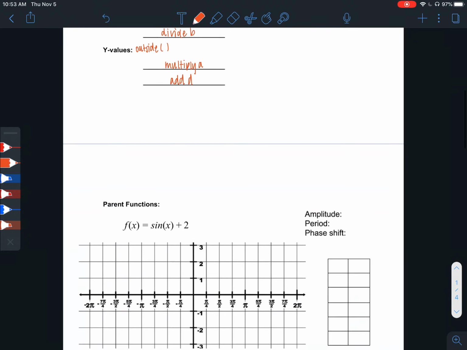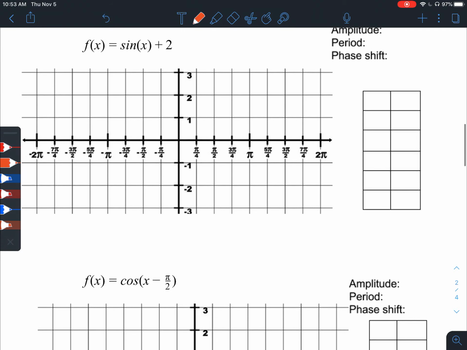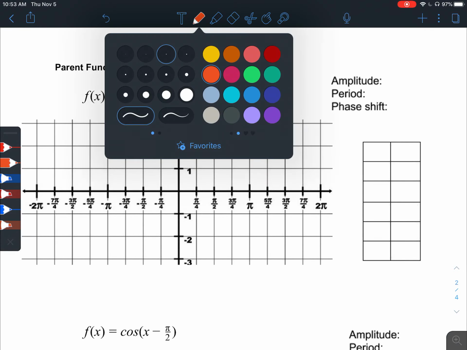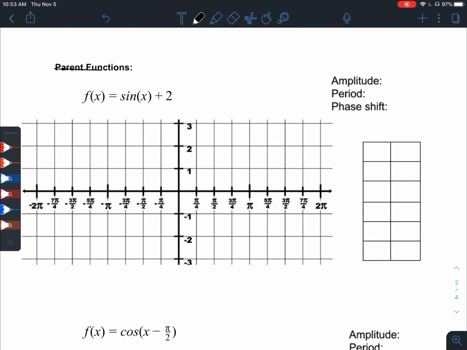Okay, so we're going to look at these functions. We already know what the parent functions look like from our previous notes, so you can go ahead and cross that bit out.